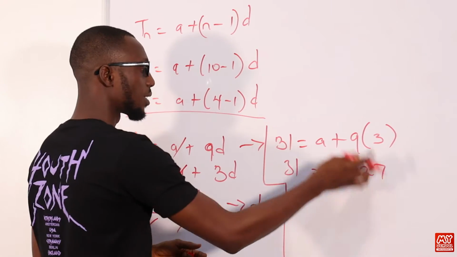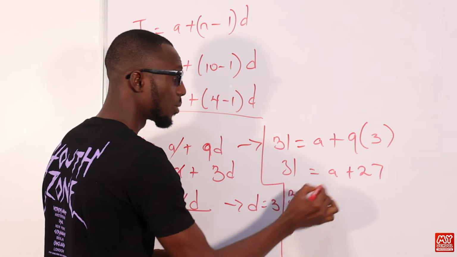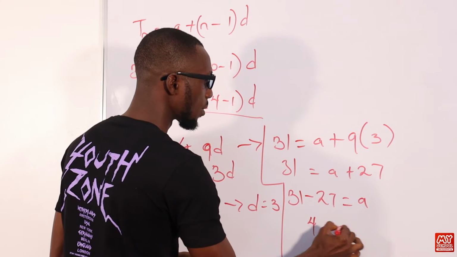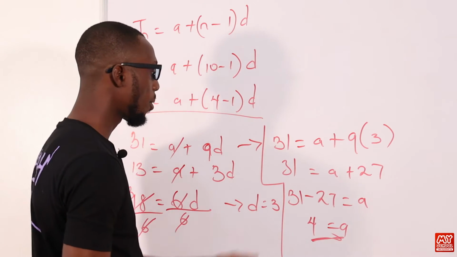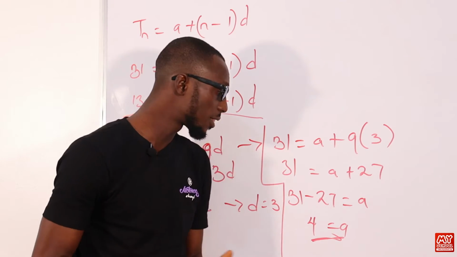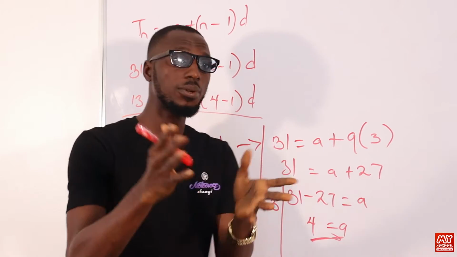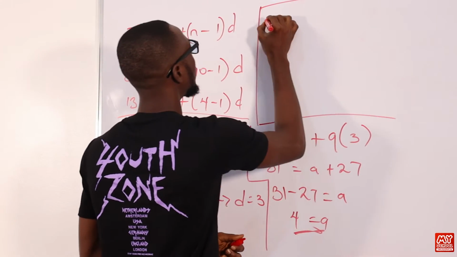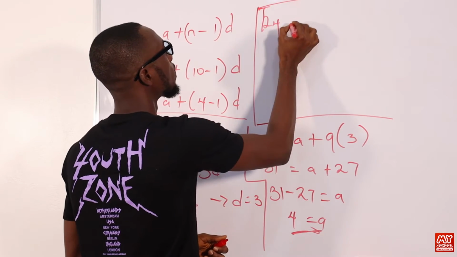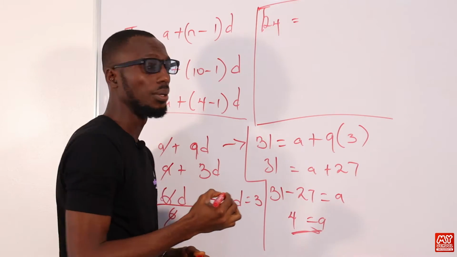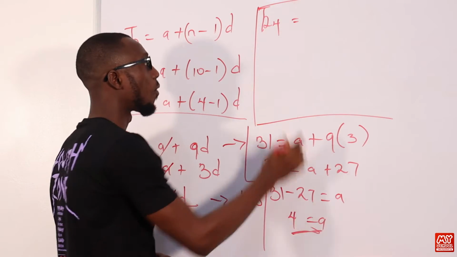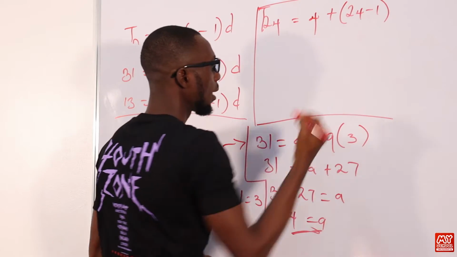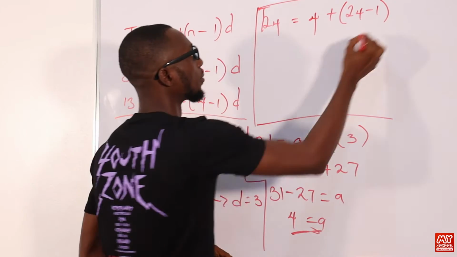Making a the subject, we send 27 outside, so we have 31 minus 27. So that means 4 equals a. So the first term is 4. The common difference is 3. So we are asked to find the 24th term. So T24 equals a, which is 4, plus n, 24 minus 1, into bracket d, which is 3.